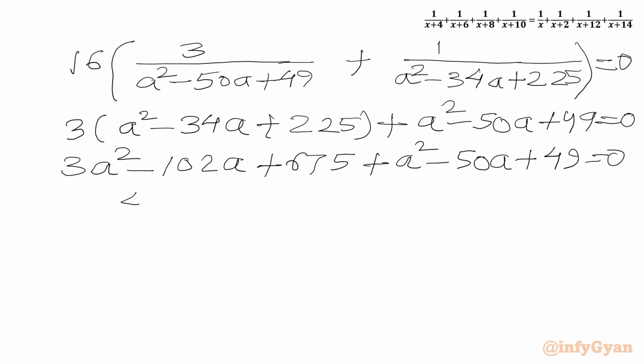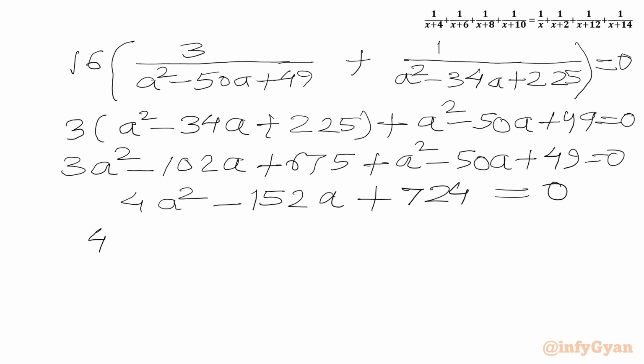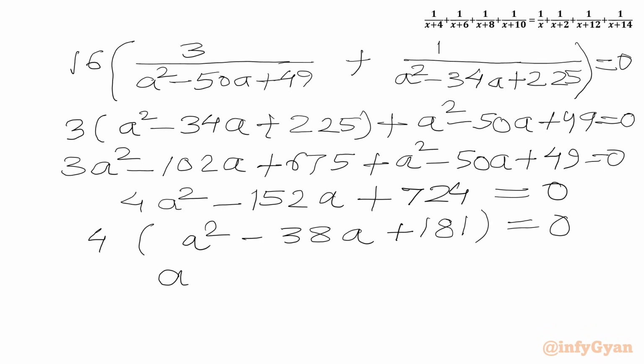3a square plus a square, 4a square. Then we will get minus 102 minus 50, minus 152a. 675 plus 49, 724 equal to 0. We'll take 4 common out. So in the bracket, we will write a square minus 38a plus 181 equal to 0. So from here, we will write a square minus 38a plus 181 equal to 0.